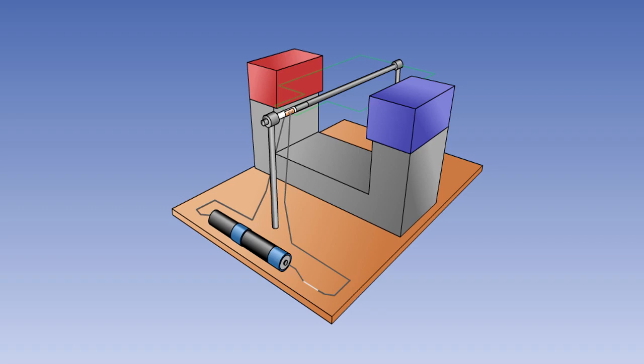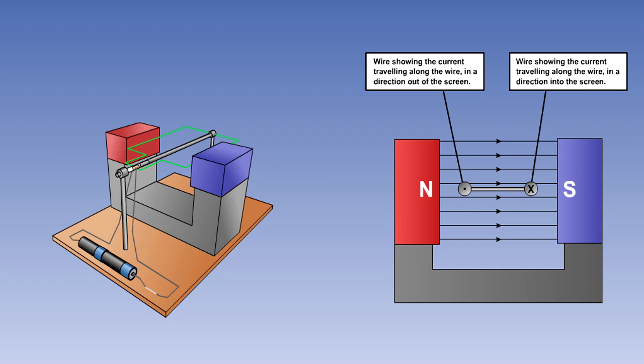To explain this phenomenon, we will consider the case of a single loop of wire. This is the magnet and loop viewed as a cross-section. The current in the cross-section of wire on the left is flowing out of screen towards you. The magnetic field produced by the permanent magnet acts from left to right.